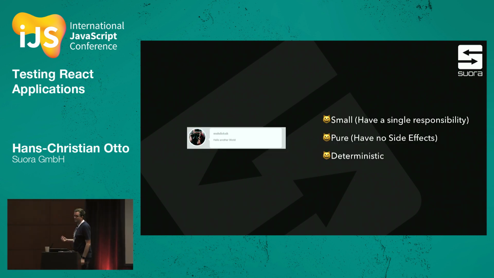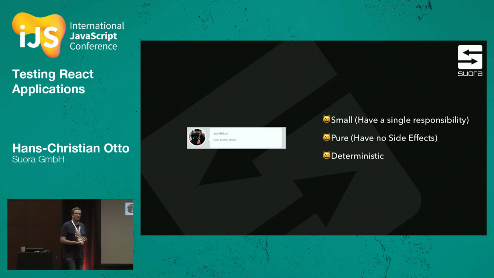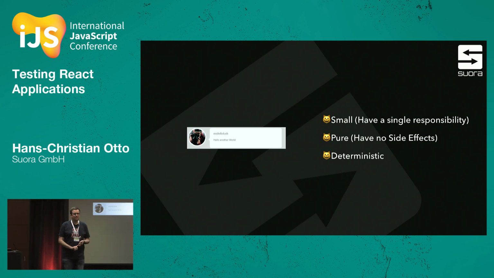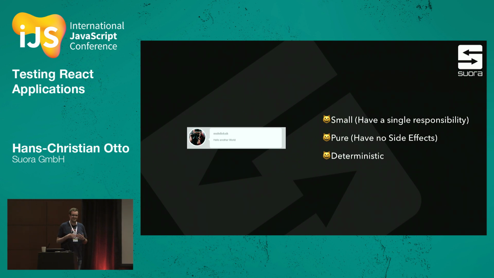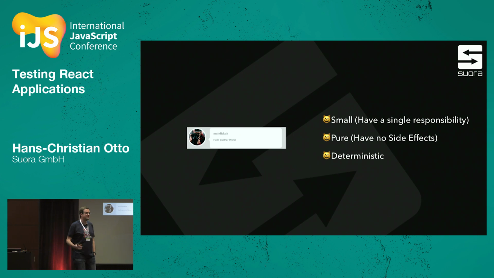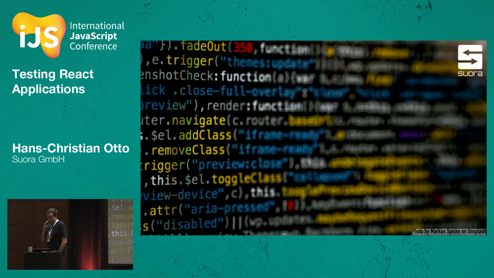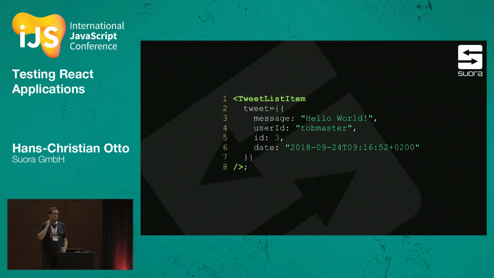And that, of course, is a component that is very easy to test, because it's small, it's pure, it does not have any side effect, and whenever we give it some tweet, it will always display it exactly the same. Of course, for this particular component, that's not very complicated, as we're going to see in a minute, but this principle applies to more complex components as well. So let's dig into the code of that component.